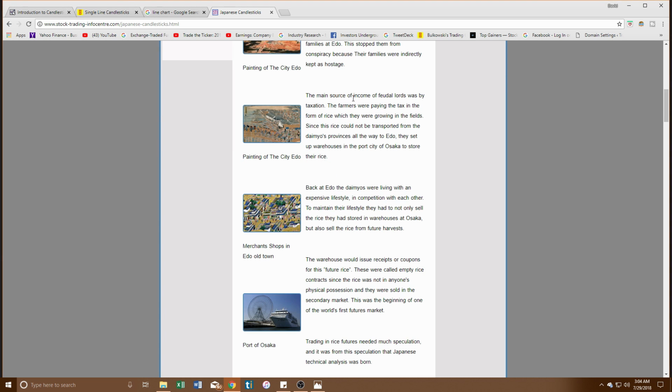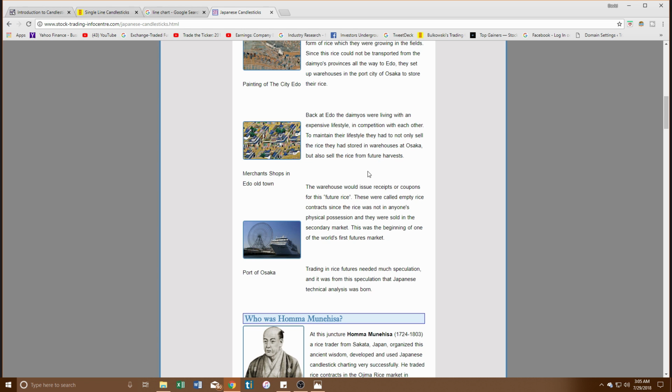The main source of income of feudal lords was taxation. The farmers were paying the tax in the form of rice, which they were growing in the fields. Since the rice could not be transported from the daimyo's province all the way to Edo, they set up warehouses in the port city of Osaka to store their rice. Back in Edo, the daimyos were living an expensive lifestyle. In competition with each other, to maintain their lifestyle, they had to not only sell the rice they had stored in warehouses at Osaka, but also sell the rice from future harvests.